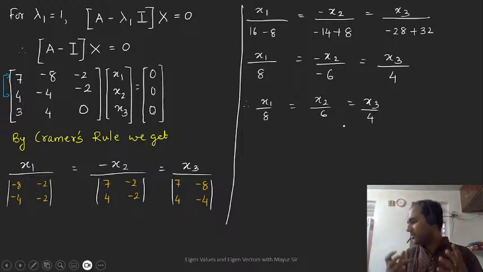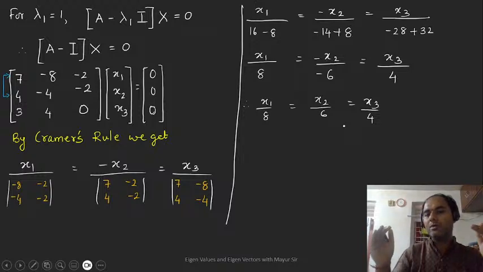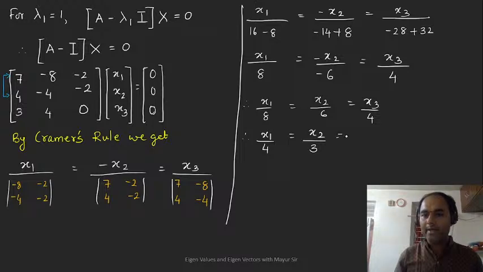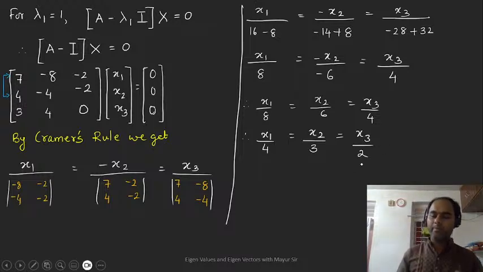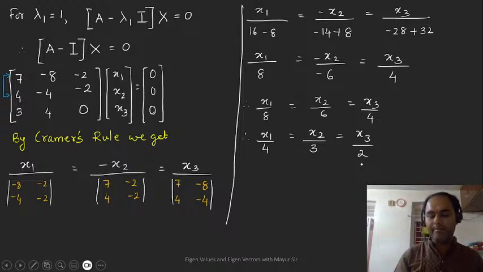Now see, when you get this, you are also requested at this stage that you cancel the common factor. Okay, common factor, I can see 2 is the common factor, so I will cancel out and I'll write x1 as x1 over 4, x2 over 3, and x3 over 2. Okay, this is the thing that we wanted. Now comes another important part over here. Let us go in the next part.